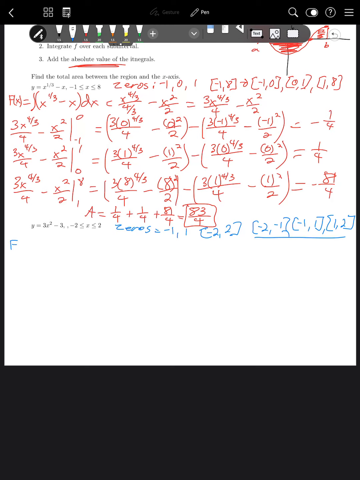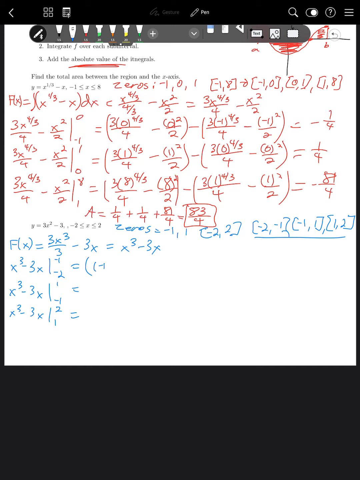Start by finding the antiderivative of this function. So the antiderivative of this is 3x cubed over 3 minus 3x, which is x cubed minus 3x. So then we're just going to find x cubed minus 3x from -2 to -1, x cubed minus 3x from -1 to 1, and x cubed minus 3x from 1 to 2. Okay, and once again, using the calculator is probably the best way to go about this, but I'll write out first what I'm going to put in the calculator.